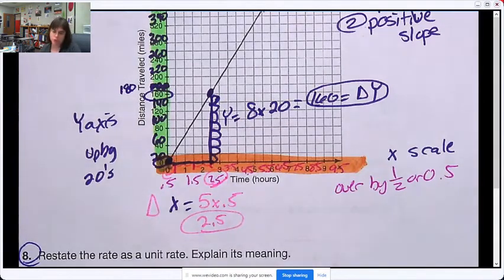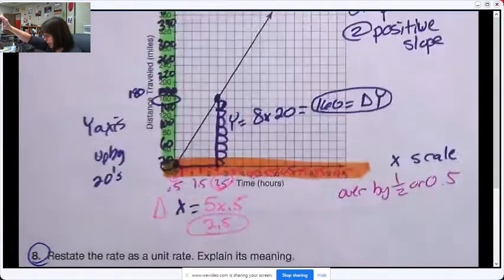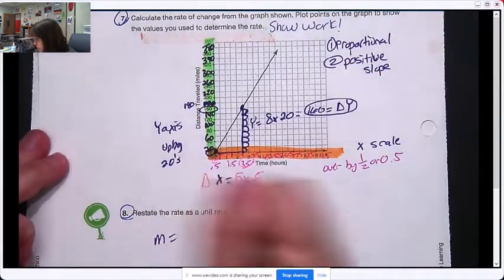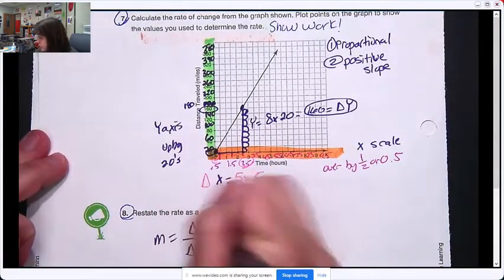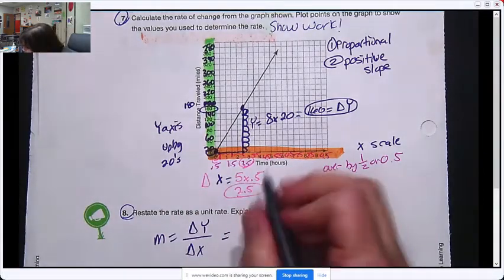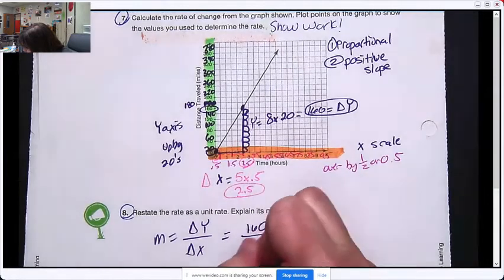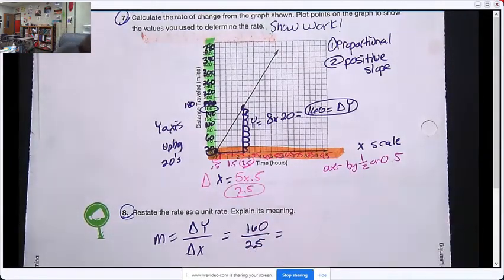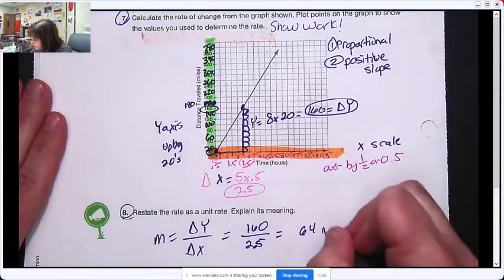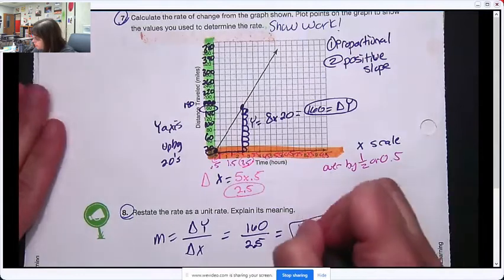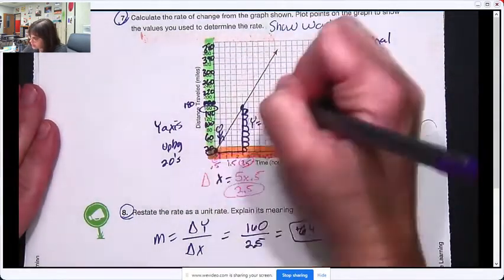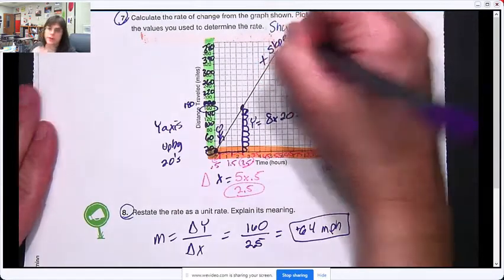Okay? So to bring this all together for the rate as a unit rate, I know that my slope is always equal to the change in y over the change in x. And that's equal to 160 divided by 2.5. And then I'm going to use my calculator. I know that 160 divided by 2.5 is going to give me 64. So this would be 64 miles per hour. I know it's positive because if I draw my little guy here, he's climbing up. So it's positive slope.